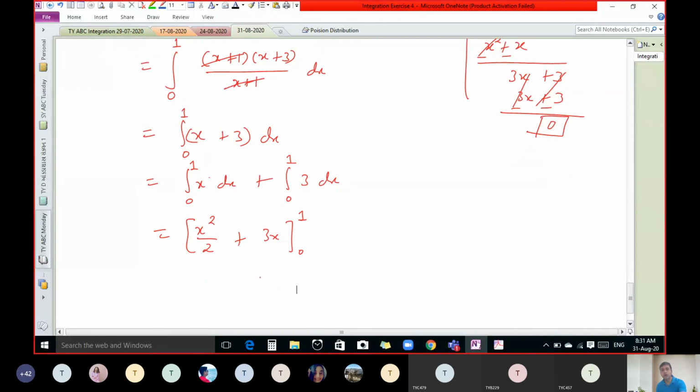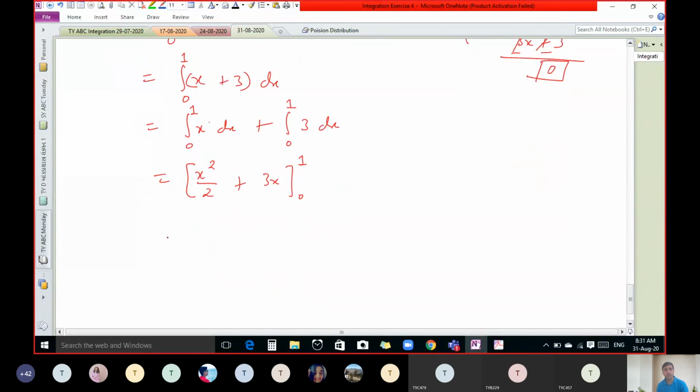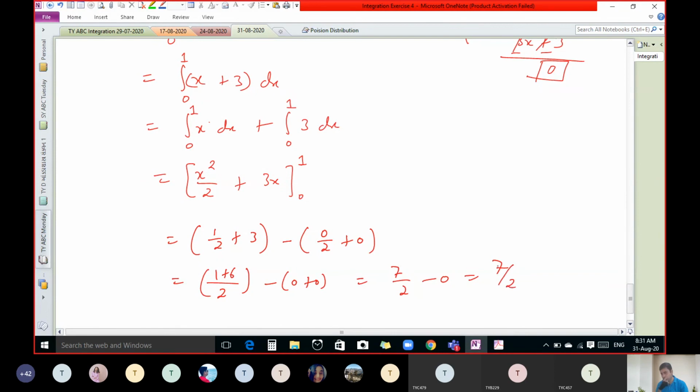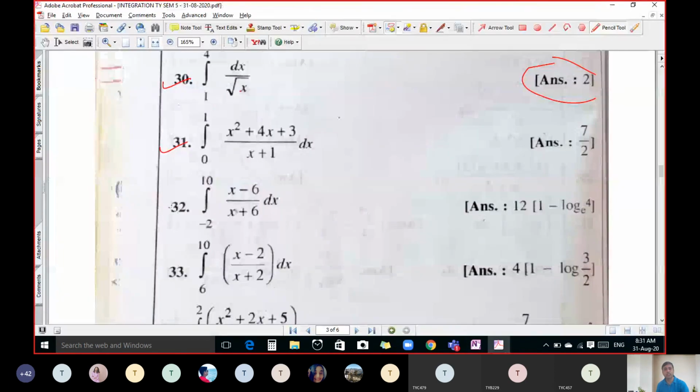Now put x equal to, first of all, 1. So 1 square is 1, so it is 1 by 2. 3 into 1, that is 3. Minus, put x equal to 0. So it is 0 square is 0 by 2. Plus 3 into 0, 0. So ultimately 2 is the LCM. So we get 1 plus 6. And obviously this is 0 plus 0. So the answer is 7 by 2 minus 0. So the final answer is 7 by 2. So the answer for question number 31 is 7 by 2.